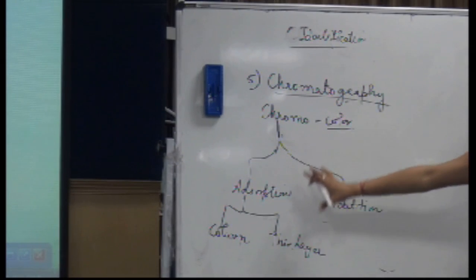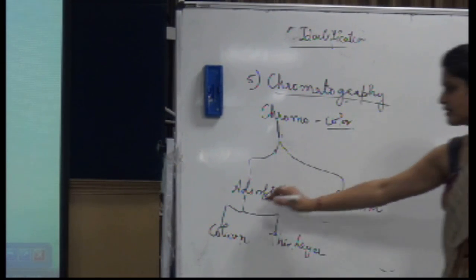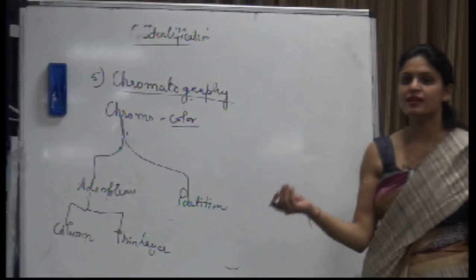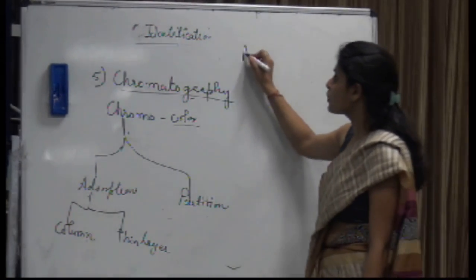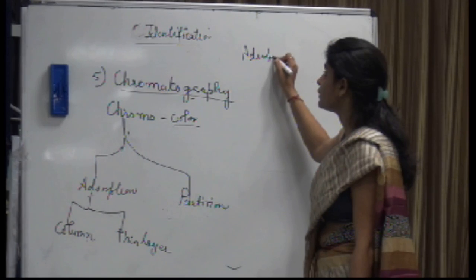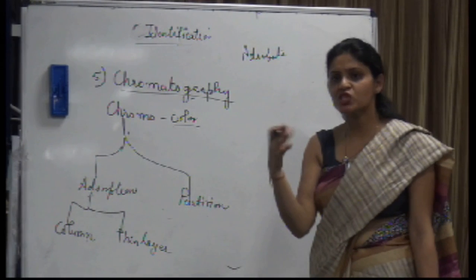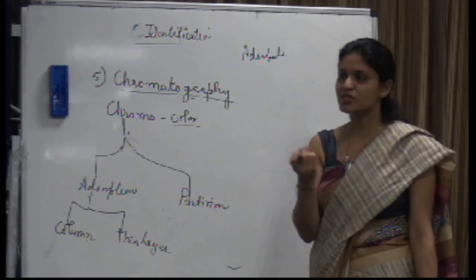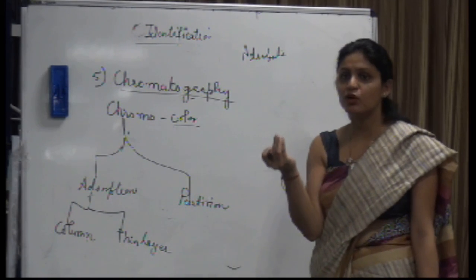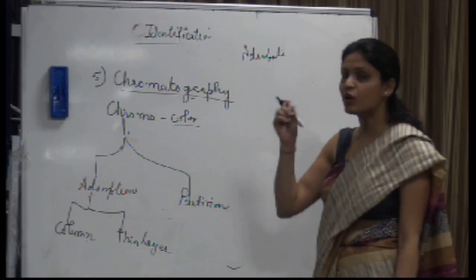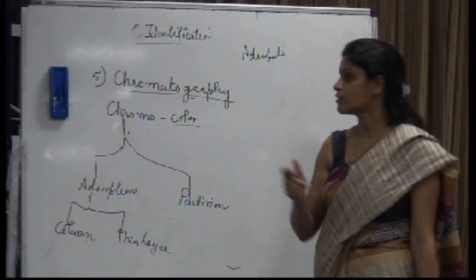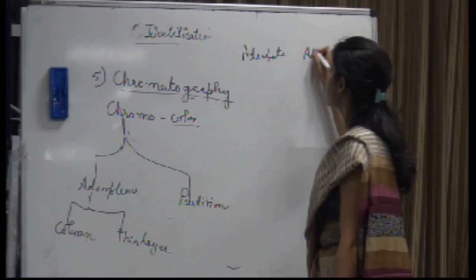Let's take each chromatography step by step. Adsorption chromatography means on the basis of adsorption of the adsorbate. What is adsorbate? One which itself gets adsorbed. Suppose I am wiping off some blood with the cotton, then in that case blood is the adsorbate, while the cotton is the adsorbent. One which adsorbs is the adsorbent.